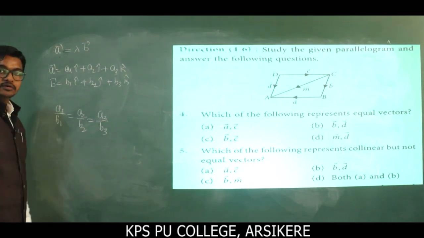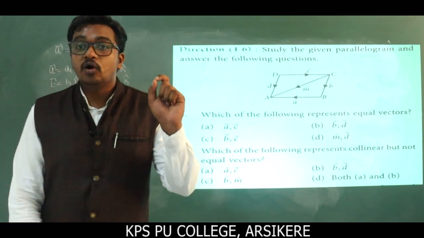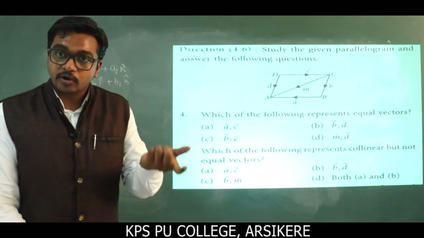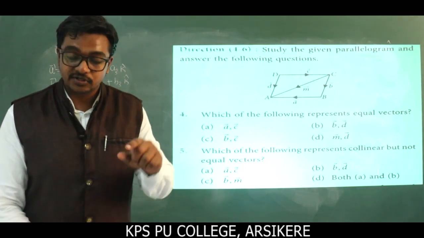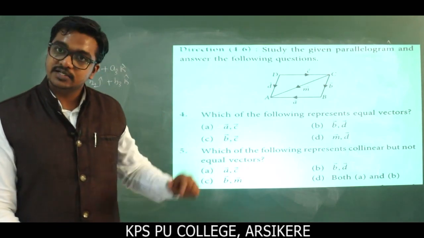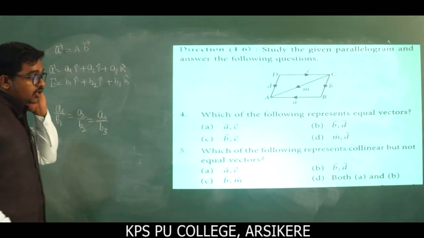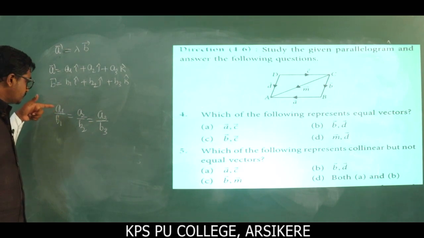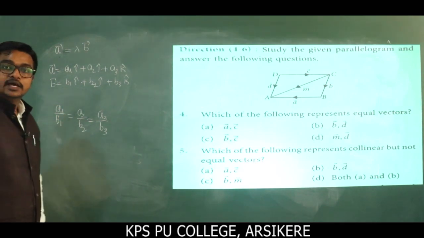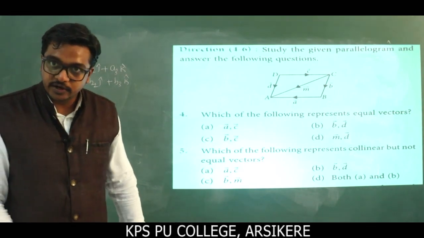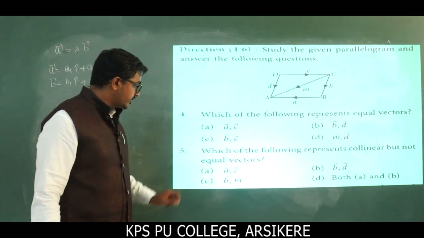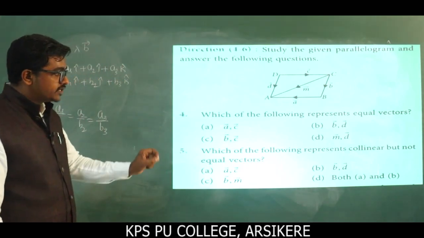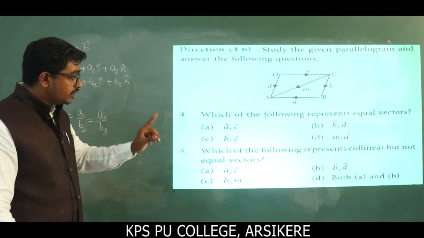And I forgot one concept. When they are given in component form, how to find the dot product and how to find the vector product, we will discuss later. Okay, just observe here. When two vectors are collinear, corresponding scalar components are proportional. This is very important. Question number 5: which of the following represent collinear but not equal vectors?